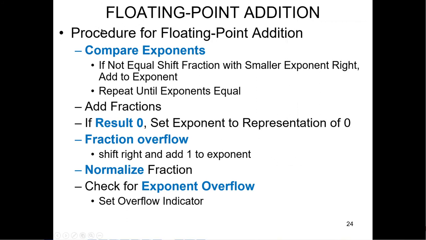Okay, so the procedure for floating point addition. You compare the exponents, and if they're not equal, then you shift the fraction with the smaller exponent right and add to the exponent.